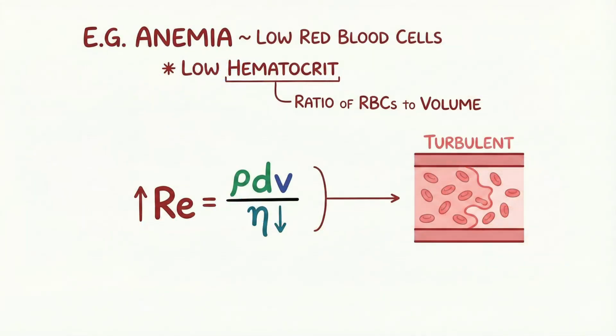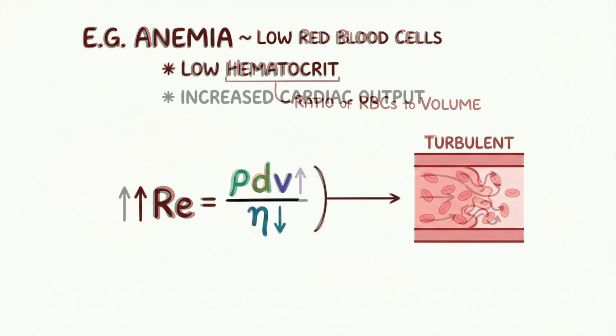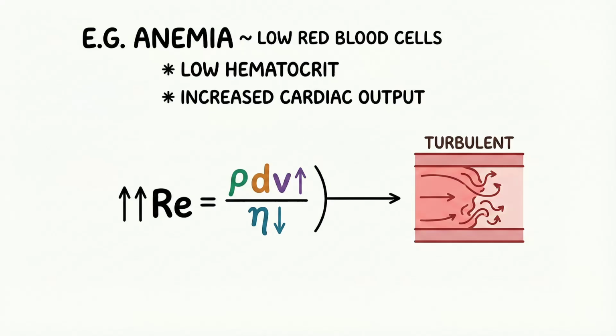As a real-life example, a person with anemia has a low red blood cell count and in general has a lower hematocrit, the ratio of red blood cells to total blood volume. This essentially means the blood's less thick or viscous, which means, based on our equation, if viscosity decreases, Reynolds number increases. Also, these individuals often have an increased cardiac output, which means increased blood velocity and therefore increased Reynolds number.